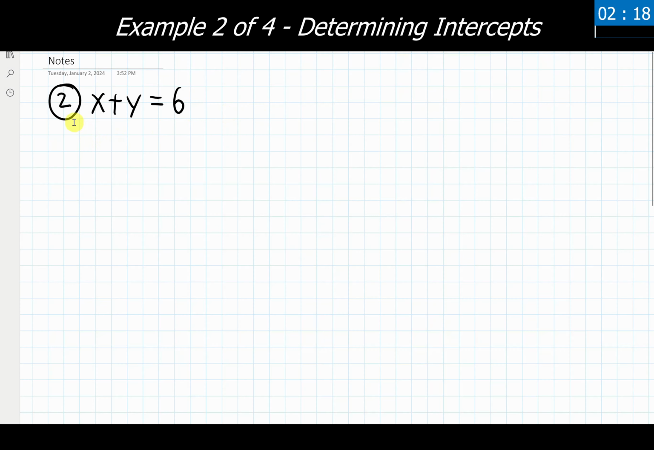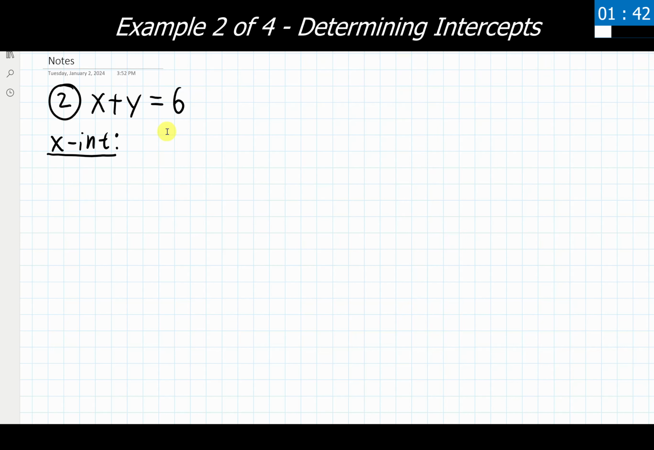For examples 2 through 4, we are going to find the x and y intercepts algebraically. With this one, we're starting with x plus y equals 6. It's kind of a weird form to have a linear equation written in, but that doesn't mean we can't solve for the x and y intercepts all the same. Again, we need to determine which intercept to solve for first. Remember, we cannot solve for both at the exact same time. They have to be done separately. So I'm going to start off by solving for the x-intercept.